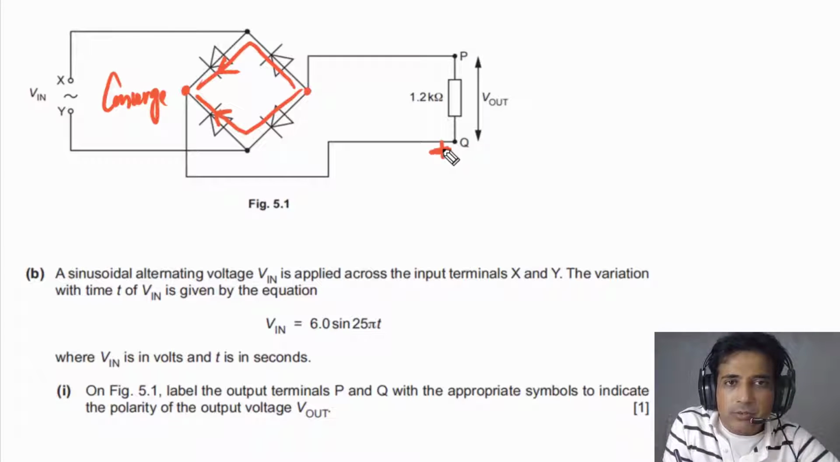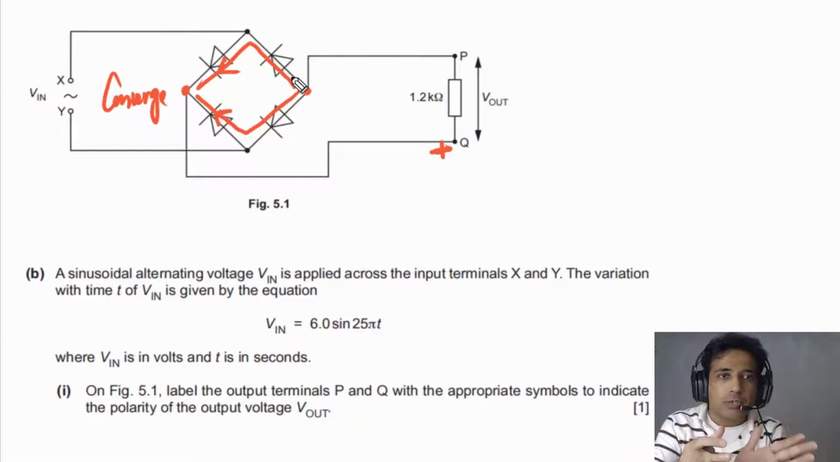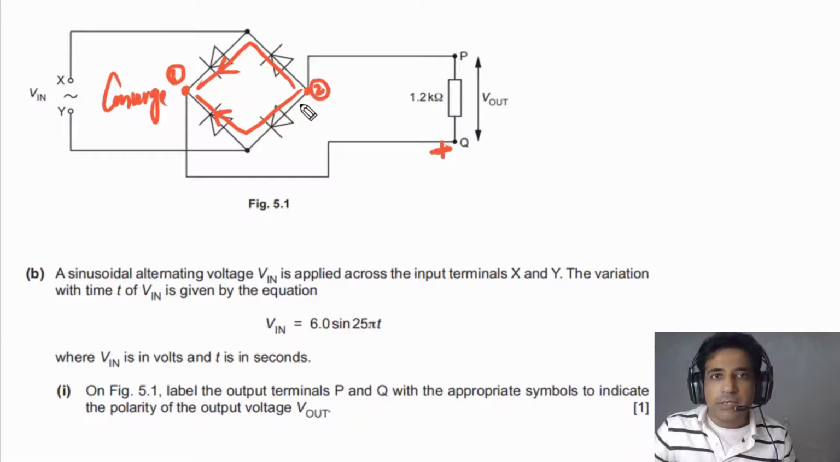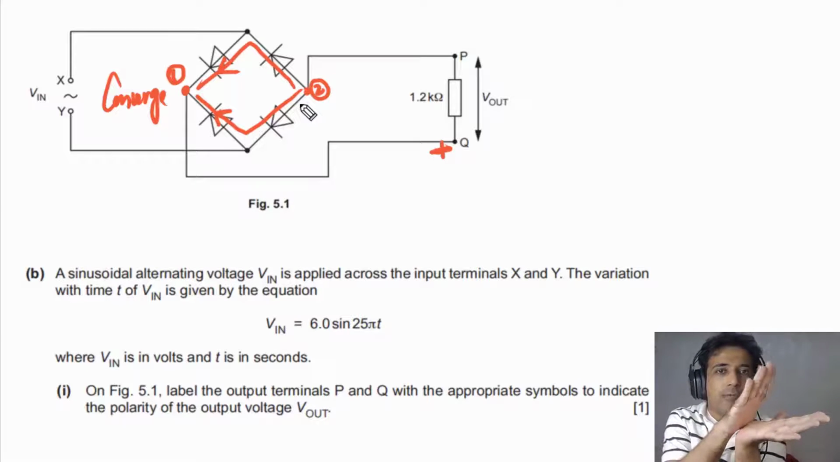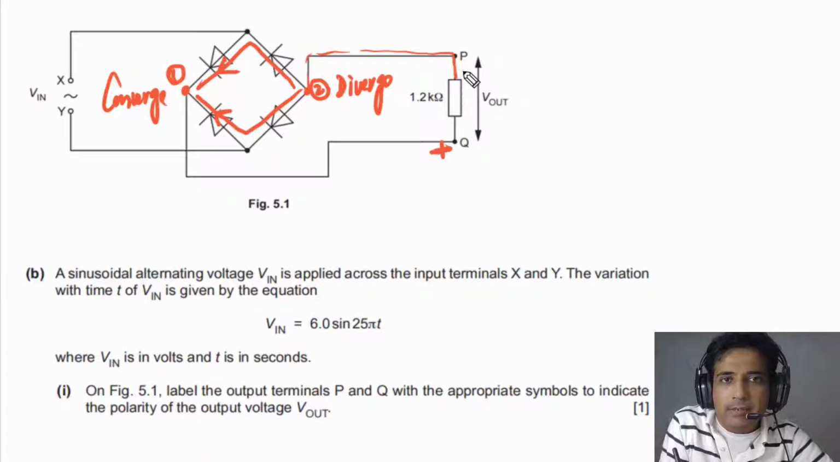So this is the positive terminal of the output, and this side where they diverge, let me mark this point. Let's say this is point 1 and this is the second point. At the second point, you see they diverge, meaning they go away from each other. And that side where they diverge has to be connected with negative. So this one is the negative terminal of output.